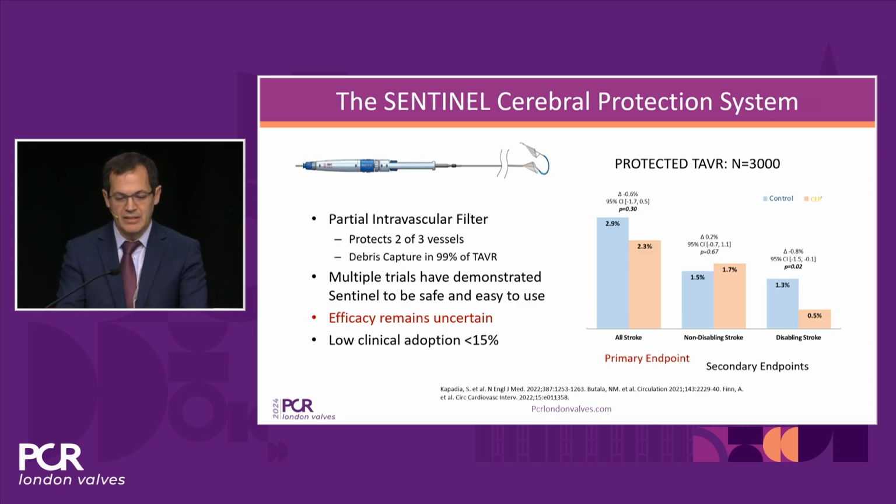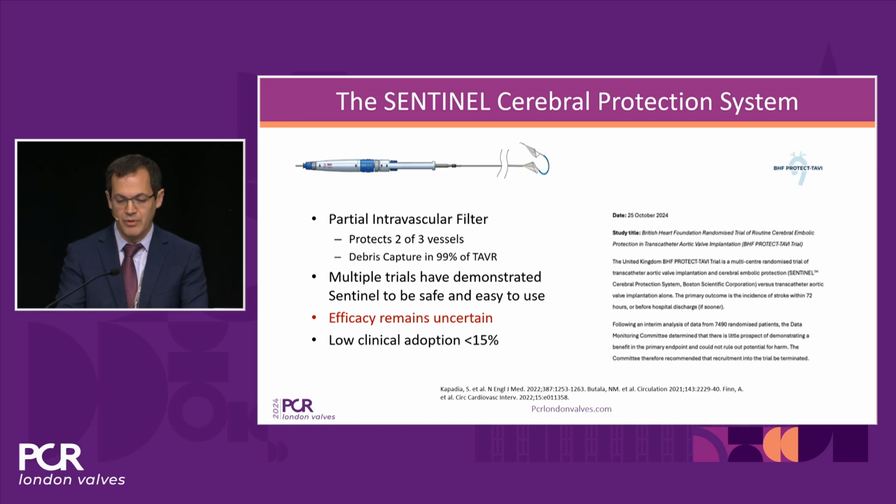The Sentinel device, as I mentioned, is the only broadly available device. It's a partial intravascular filter that protects 2 of the 3 vessels to the head and the neck. It's been clearly shown to capture debris in more than 99% of TAVR cases, and has been shown to be easy to use and safe. However, its clinical efficacy in preventing stroke has remained uncertain, even in large powered stroke trials, most recently PROTECTED TAVR.